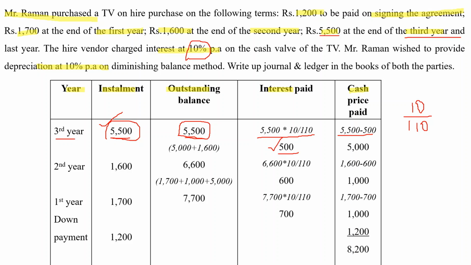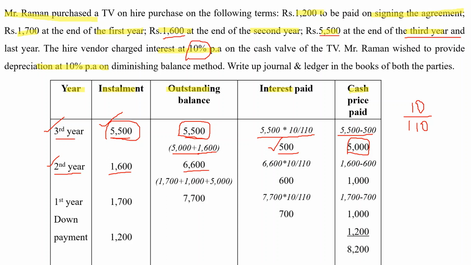Then after the third installment, the next installment is the second installment. What is the second installment amount? It is 1600. Writing it in the installment column. Then we have to calculate the outstanding balance. When we are paying the second installment, the third installment is also due. So second installment amount is 1600. Third installment cash price amount is 5000 rupees. That also we are calculating to find out the outstanding balance. So 5000 plus 1600, 6600 is the outstanding amount.